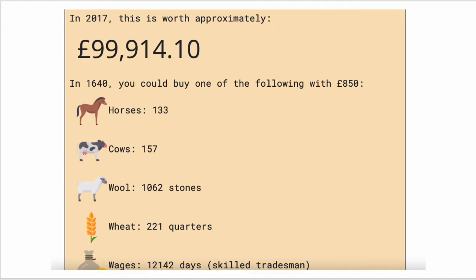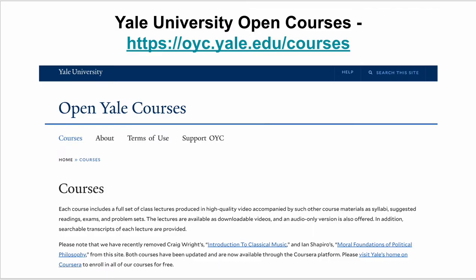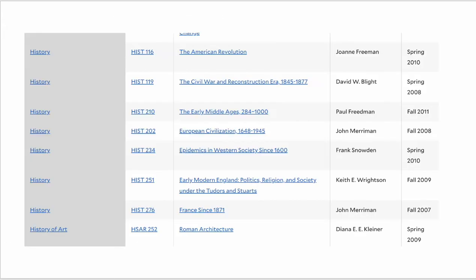And finally, the last site that I think is really great and I want to tell people about is the Yale University Open Courses Online. And this is, again, like all of these sites, completely free, and you can just look at what Yale University has got on offer. It's got course materials, syllabus, readings, videos, and there's a huge variety of courses available. I've just highlighted the history ones here.